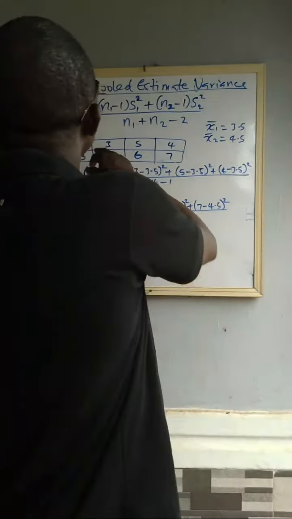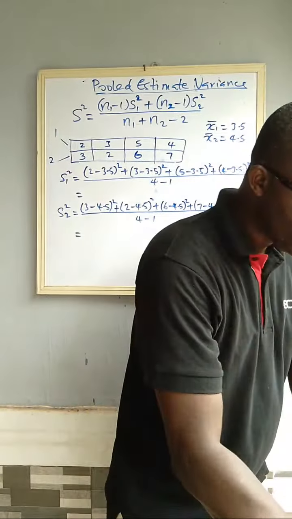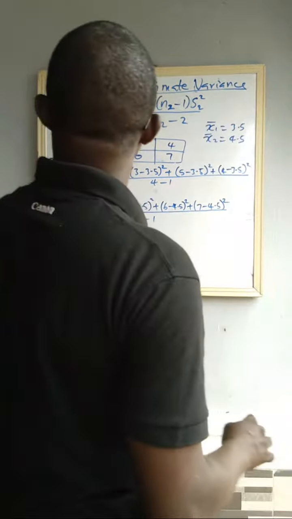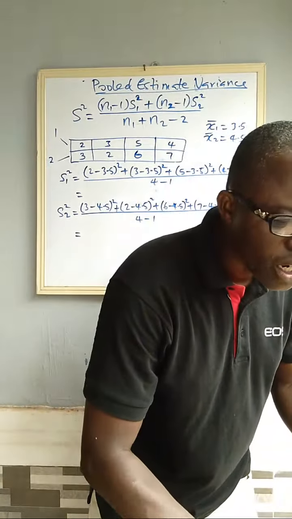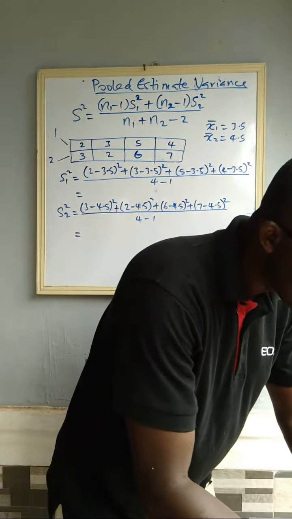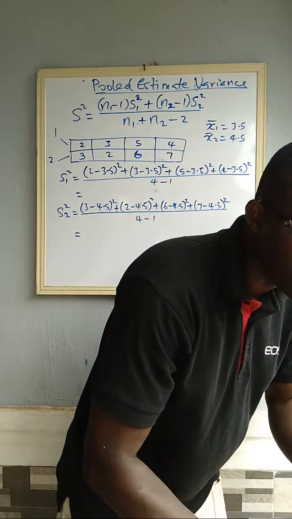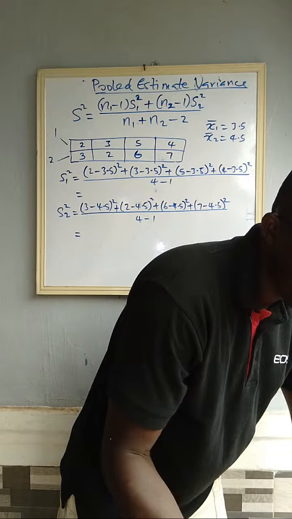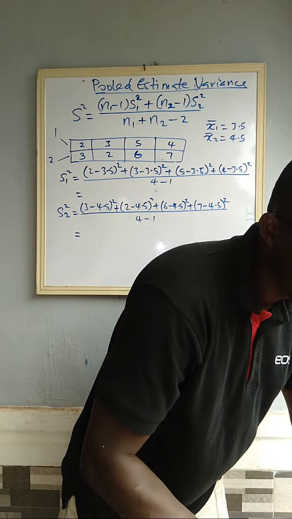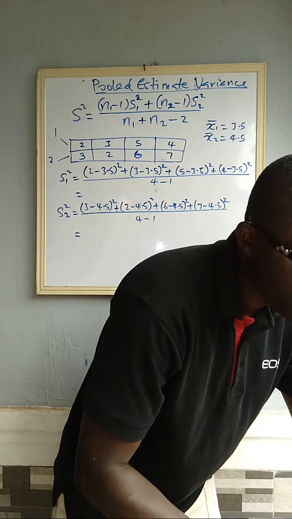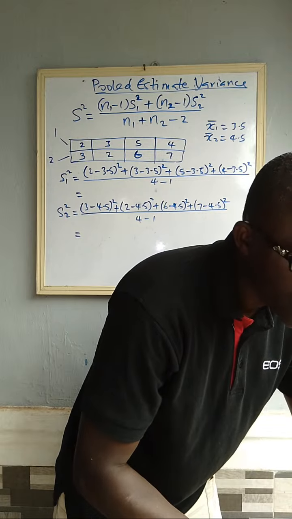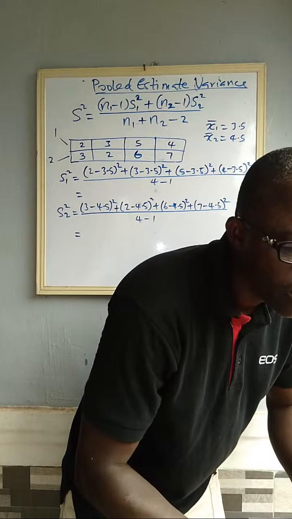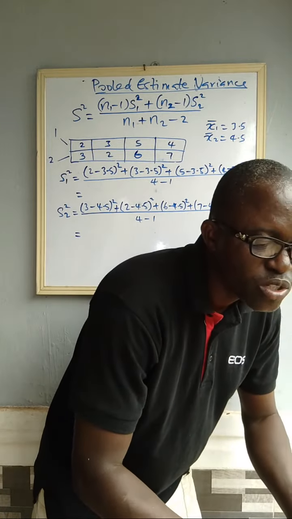I have 2, 3, 5, 4. Then I have 3, 2, 6, 7. Now the variance for the two, let me quickly do that.